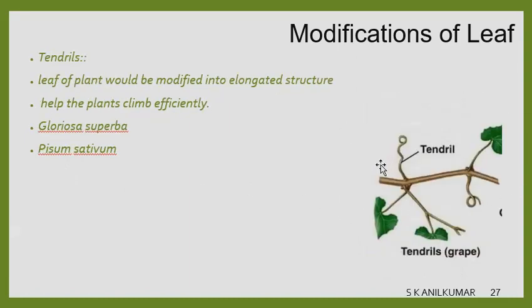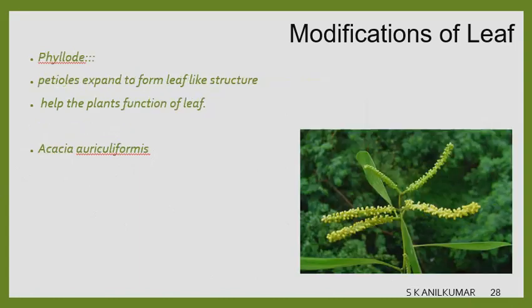Here we have tendrils. The leaf becomes a spring-like structure. They are modified into elongated spring-like structures. It helps to climb on the host. Examples are Clitoria or Pisum sativum. What is Pisum sativum? It is the simple common pea that we use. In peas we can find these climbing tendrils, a leaf modification. In grapes also you will find the modification.